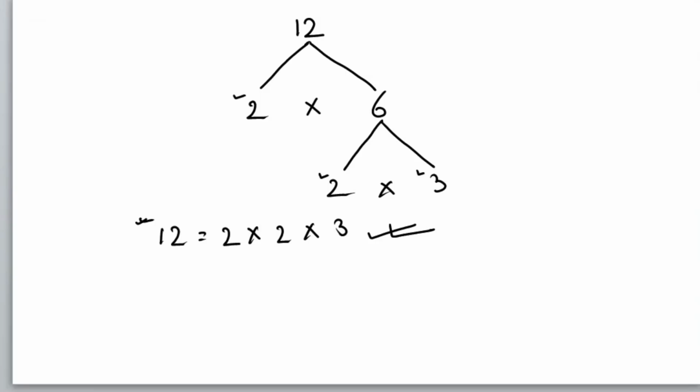Take another one. We have to find the prime factorization of 18. So how will we find the prime factorization of 18? We have to make the branches, and 3 times 6 is 18. 3 is a prime number, so we can't break it down. 6 is a composite number. It's not a prime number, so we can further break it down. So 2 times 3 is 6.